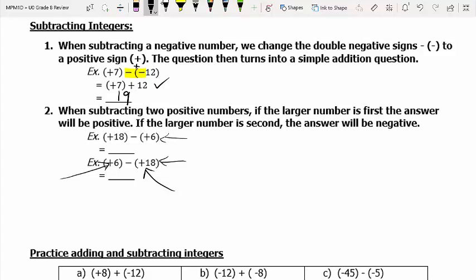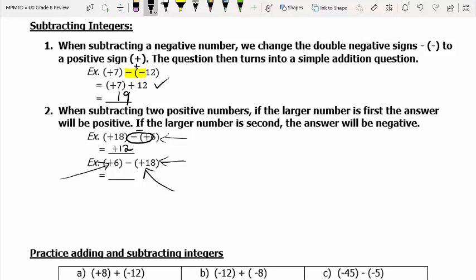So let's start with this first example, positive 18 minus positive 6. So the first number is bigger, so I know my final answer is going to be positive. And then I see that I have a sign beside a sign with no number in between. So I'm going to change a positive and a negative to just a negative. And then I get 18 minus 6, which is 12.